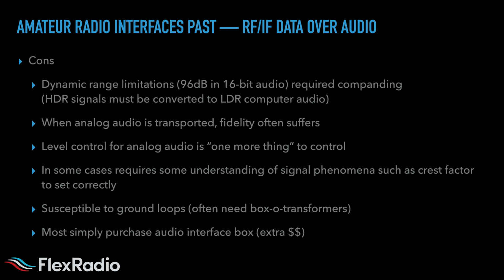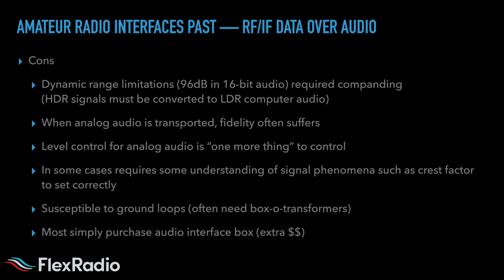Okay, so let's talk about some of the cons here of the audio. I mentioned the dynamic range limitation. If you have a radio that has high dynamic range, which many of the radios do today, that has to be converted into a lower dynamic range signal for piping down into audio. So you lose some of your dynamic range that you paid for with your radio in doing this. If you're transporting an analog audio signal around, your fidelity can sometimes suffer, and there's lots of reasons this happens. One might be ground loops, another might be that you've got RF entering your analog cables or things like that. So it's best to ship things around digitally if you can.